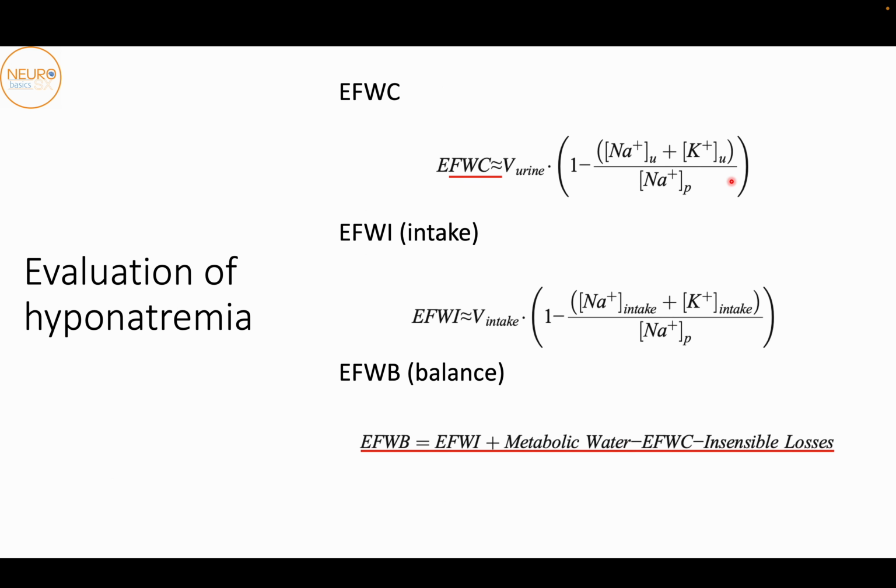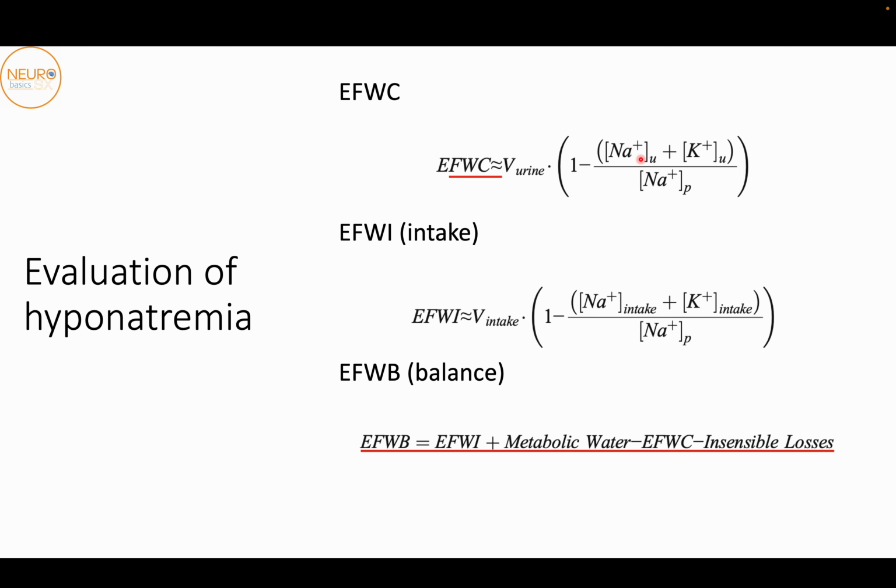So how can we estimate the electrolyte-free water clearance? Basically that depends on the levels of osmoles which are present in the urine as compared to that in the plasma. So the amount of urine which is completely electrolyte free is estimated by this formula: 1 minus the urine concentration of sodium plus the urine concentration of potassium, divided by the plasma concentration of sodium. Now if these two are equal, it means you're secreting urine which is completely isotonic to plasma and there's no electrolyte-free water clearance.